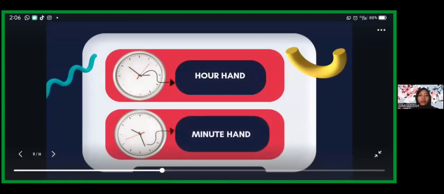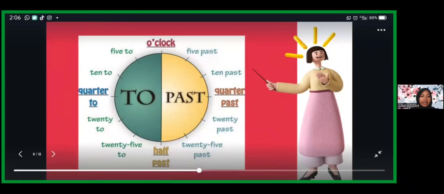Before I explain more about the vocabulary, you have to know about the hour hand and the minute hand. Hour hand, that is jarum jam yang pendek. And minute hand, that is jarum menit yang panjang. Yeah. Look at this slide carefully. Okay, next slide.